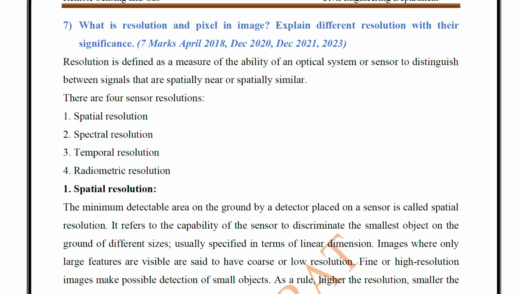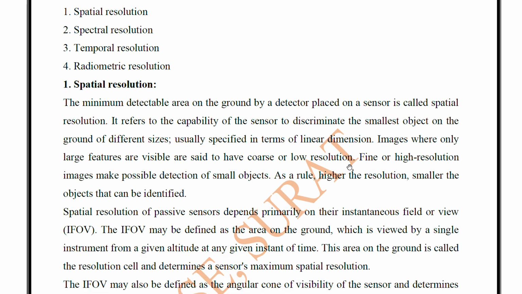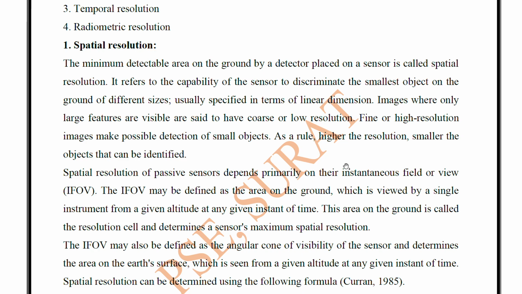Spatial resolution. The minimum area detected on the ground by a detector placed on a sensor is called the spatial resolution. It refers to the capability of sensors to discriminate the smallest objects on the ground of different sizes, usually specified in terms of linear dimensions. Images where only large features are available are said to have a coarse or large resolution. Fine or higher resolution images make possible detection of small objects. As a rule, the higher the resolution, the smaller the object that can be identified.